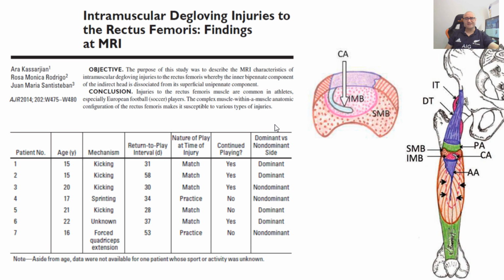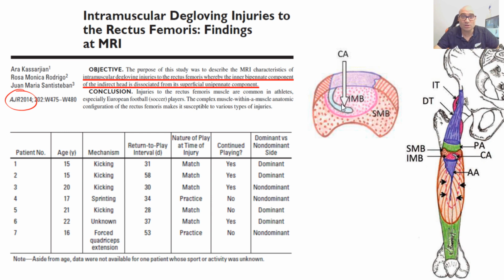In 2014, Kassarjian et al. published this article trying to describe this kind of injuries. As you can see in this schema, and it's quite similar to what we saw in the images, we can separate the rectus femoris between an inner central part and a superficial muscle belly or peripheral muscle belly. This injury, the intramuscular degloving injury, is when the inner bipenate muscle component, the fibers attached to the central tendon, are disattached from the superficial muscle belly, from the peripheral muscle belly. So the problem is in that interface here, as you can see.